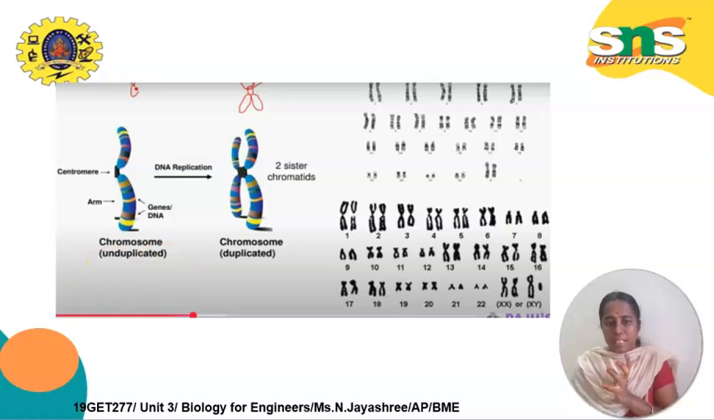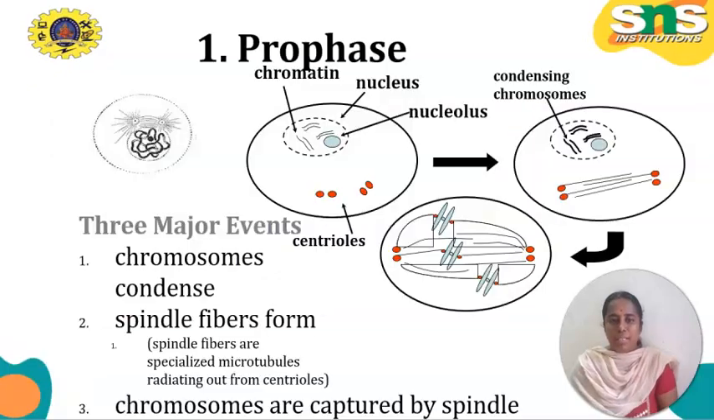Let us see how cell division takes place. Whenever cell division takes place, initially the interphase is formed, that is gap 1, the synthesis stage, and gap 2. In mitosis, there are four stages: prophase, metaphase, anaphase and telophase, and finally cytokinesis is formed. Let us see the first phase of mitosis, prophase.